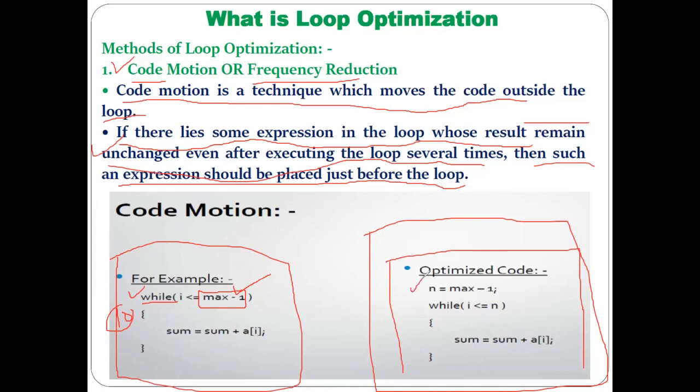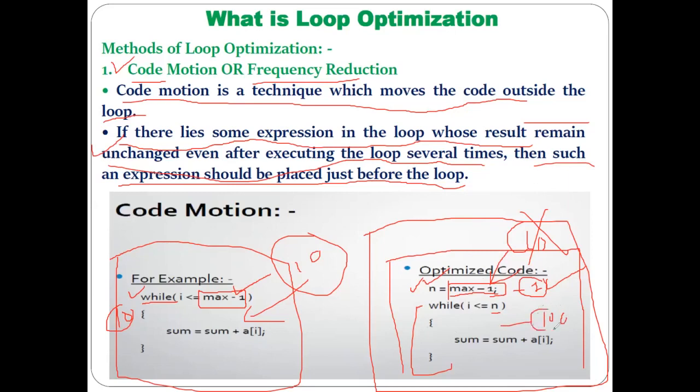We have taken a separate variable n and written n equals max minus 1, meaning the result of max minus 1 will be evaluated once and saved in the variable n. Now, even if this loop runs 10 times, it is not going to be evaluated 10 times. If you take one variable and store the result, it will be evaluated once and can be utilized further a number of times. So the same thing: while I is less than or equal to n, because n contains the result of max minus 1. Even if this while loop runs 100 times, max minus 1 will be evaluated only once and its result will be utilized through the variable n.